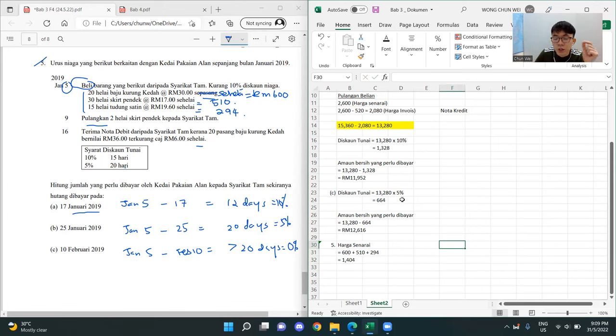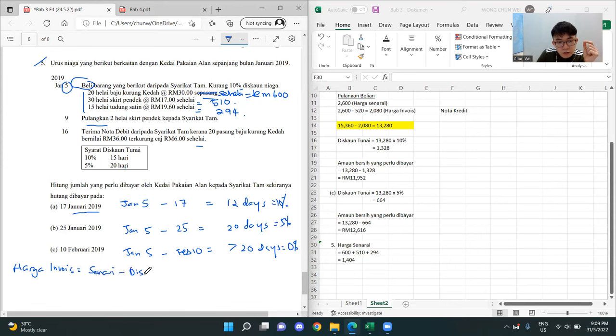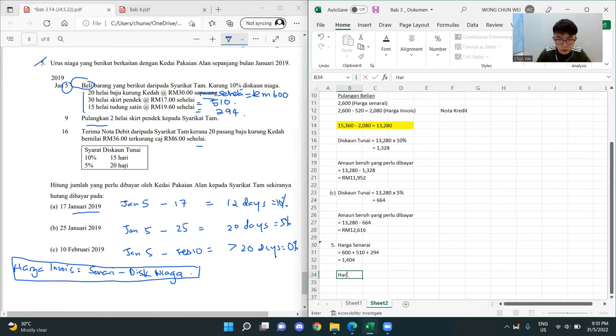Okay, but what about the harga invoice? Harga invoice means the harga senarai tolak the discount niaga. Okay. So let me repeat again. It's harga invoice equals to senarai minus the discount niaga. This is a problem here. That being said, so the harga invoice goes to this one, the harga senarai 1404 minus the discount niaga 10%.